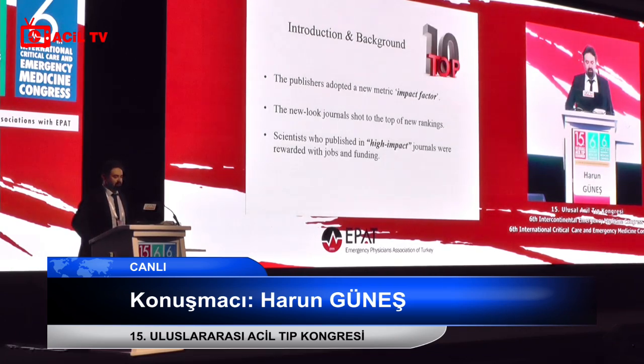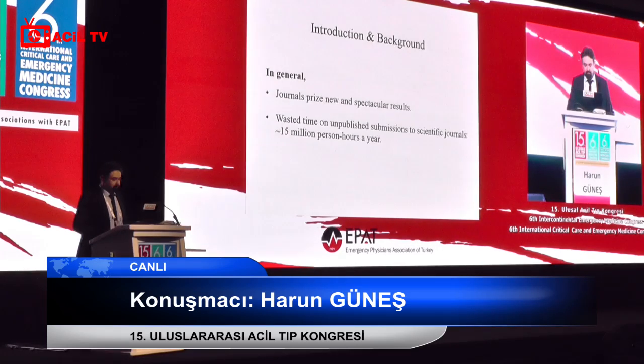Most prestigious scientists sent their papers to Cell, and other editors took a similar approach to replicate Cell's success. Then the publishers adopted a new metric called impact factor. It was actually invented in the 1960s. The new-look journals shot to the top of the rankings, and scientists who published in high-impact journals were rewarded with jobs and funding. So in general, journals prize new and spectacular results, and scientists waste approximately 15 million person-hours on unpublished submissions to scientific journals every year.